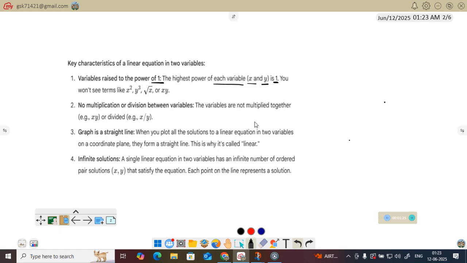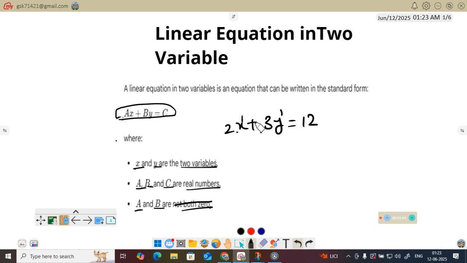And you won't see terms like x square, y cube, under root x or xy, etc. The second property of a linear equation in two variables is no multiplication or division between the variables. Here you can see 2x plus 3y, no sign of multiplication and division, only additions and subtractions, plus and minus.